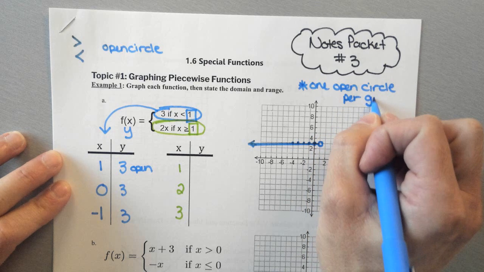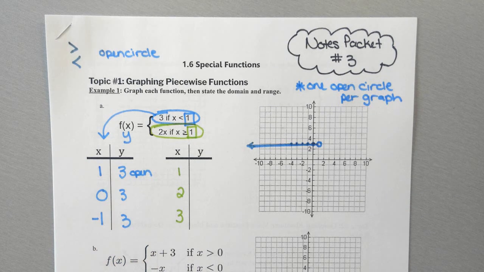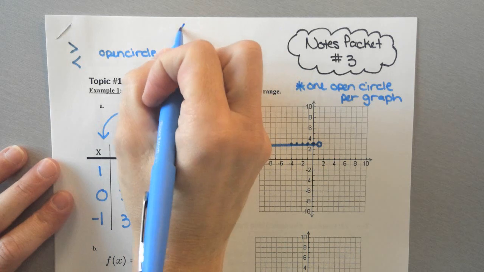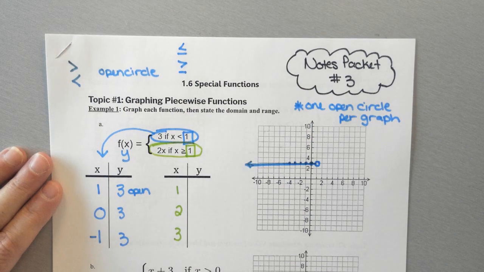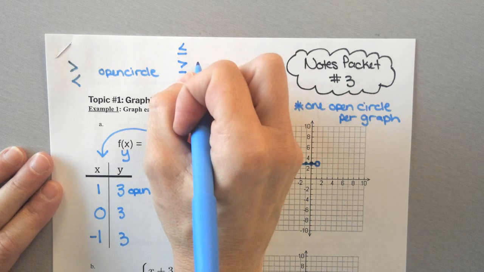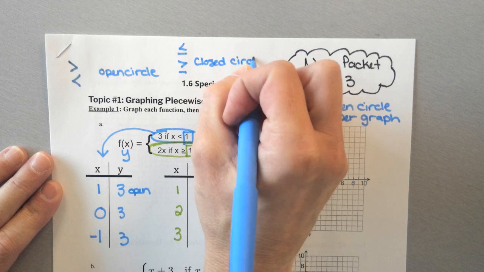And again, these are all little notes that you can write yourself. Remember that you get to use these notes on the quiz, so write yourself stuff that's going to help you. So these equate to an open circle, only 1 open circle per graph. If you had the other type of gator, as you called it, the other type of gator mouth, this is going to be a closed circle or a dot.